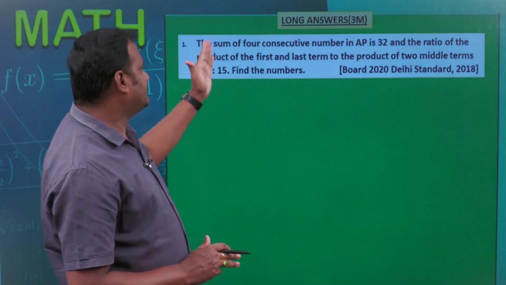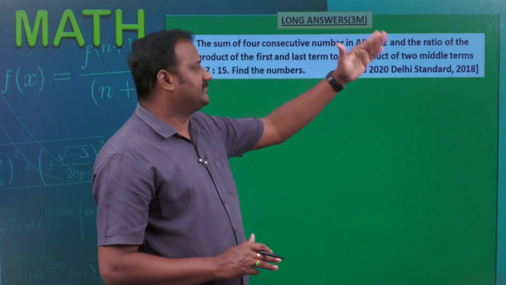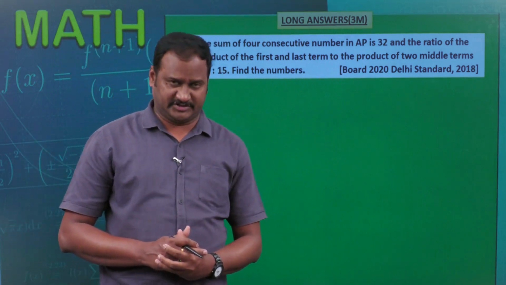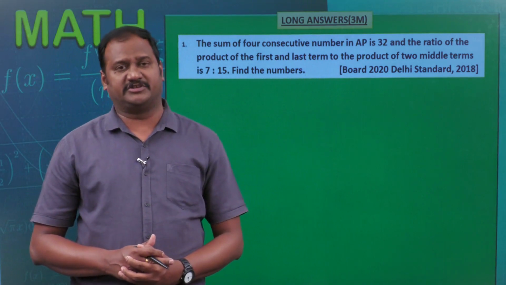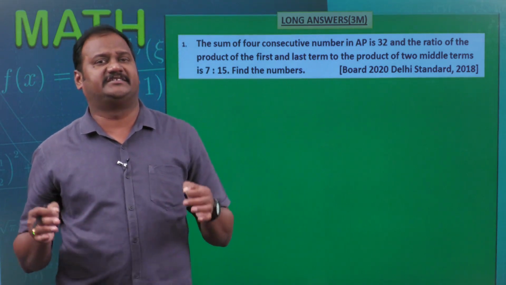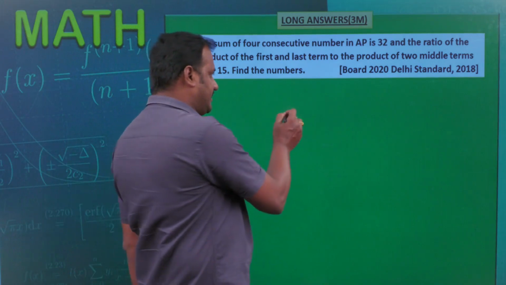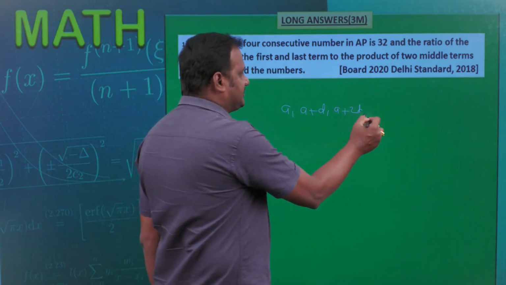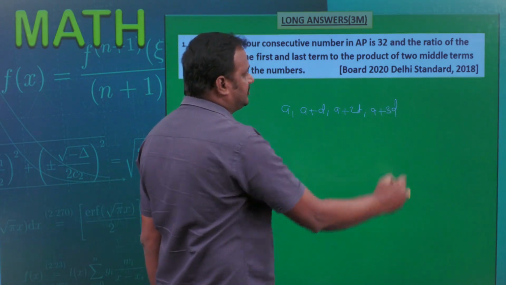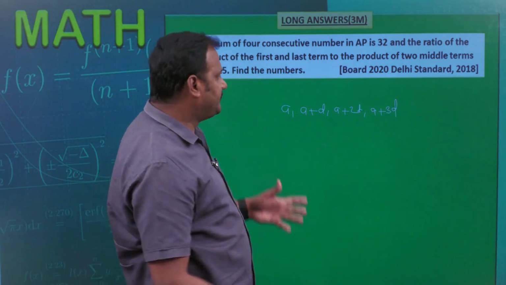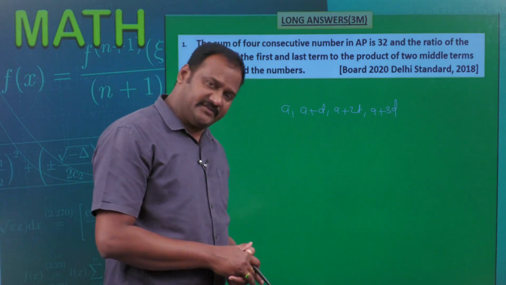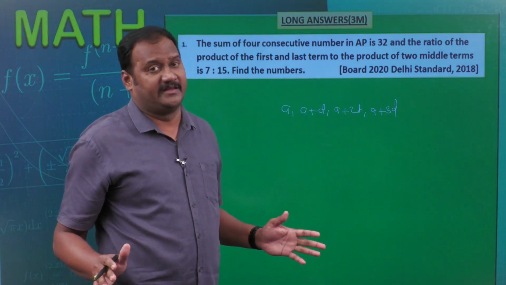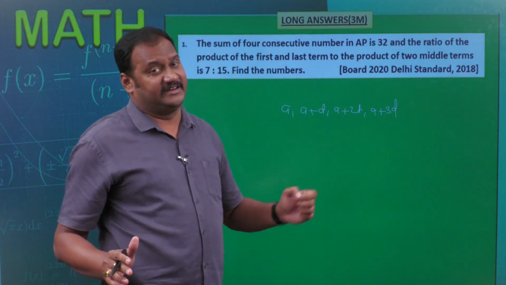See here we are talking about the sum of 4 consecutive numbers in arithmetic progression. How do you consider 4 terms in arithmetic progression? Is it the right decision to take A plus D, A plus 2D, A plus 3D as the first 4 terms? Suppose if we take like this, then definitely we will approach the result, but it takes much more time to approach the final result.